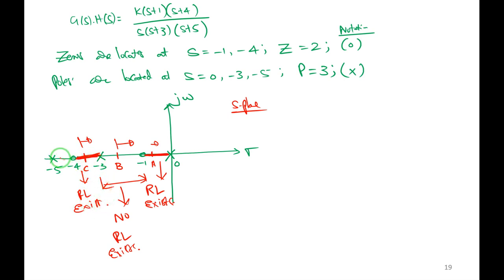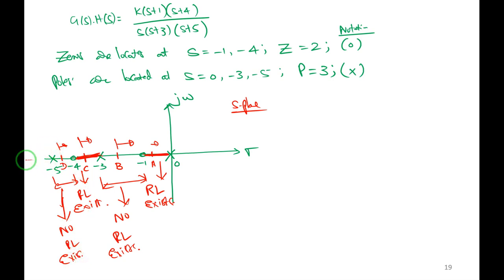Then I'll shift the point between -4 and -5. Let me call it D. To the right hand side I will count all the poles and zeros. 1 2 3 4. So it is even. So from -4 to -5, no root locus exists.